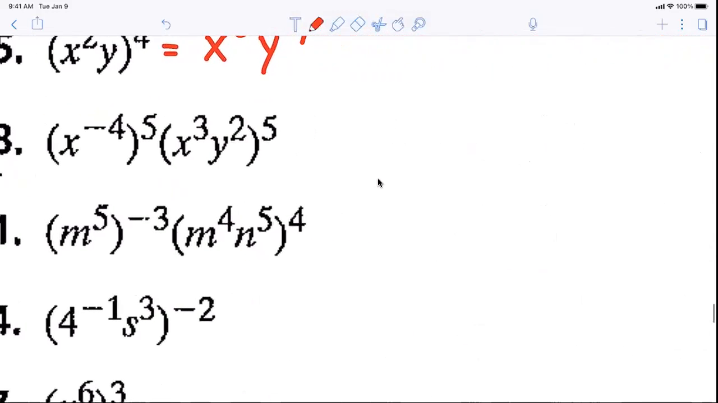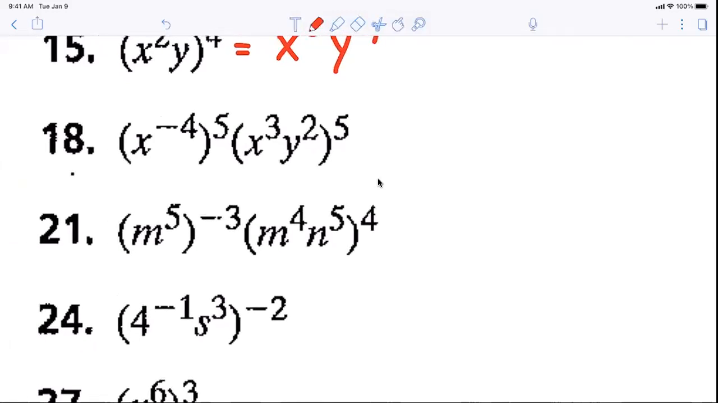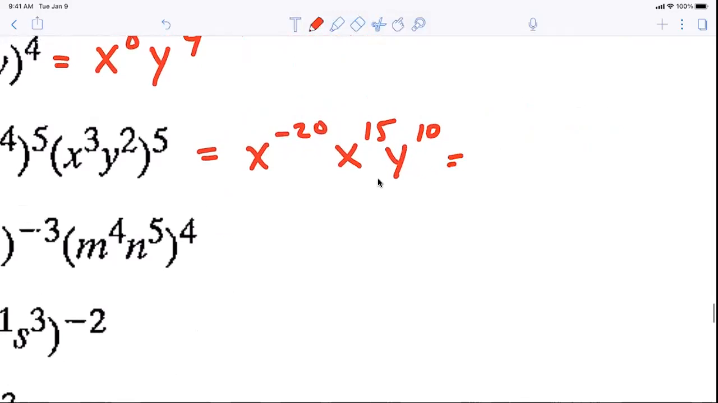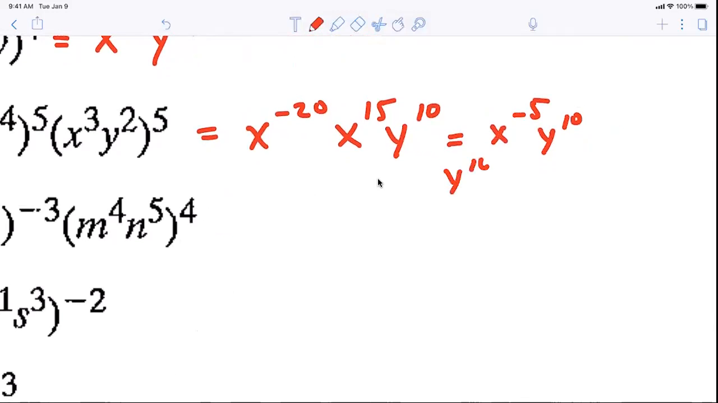18. Go ahead, steps. I'm on 18. Yeah. All right. So first we go x to the negative 20th. Good. Then we go x to the 15th. Thank you. y to the 10th. Amazing. Final answer: x to the negative 5, good, y to the 10. And then we go y to the 10 over x to the 5. Yes, sir. Thank you very much. Not difficult. Nice work today, guys.